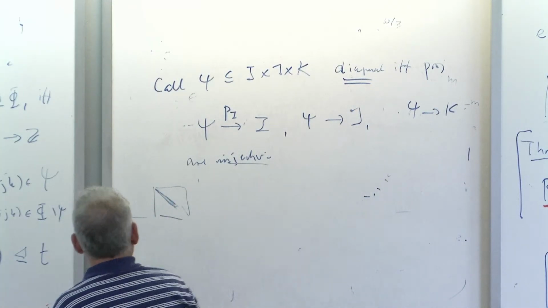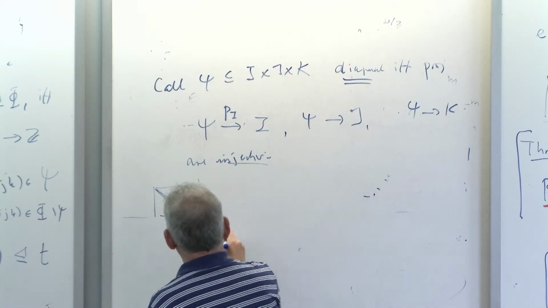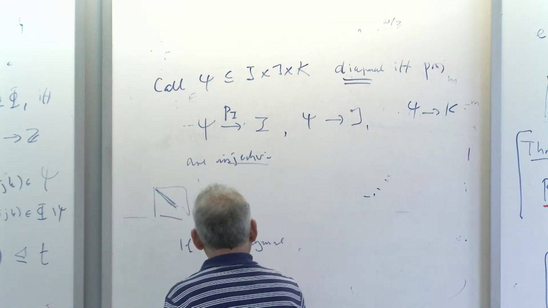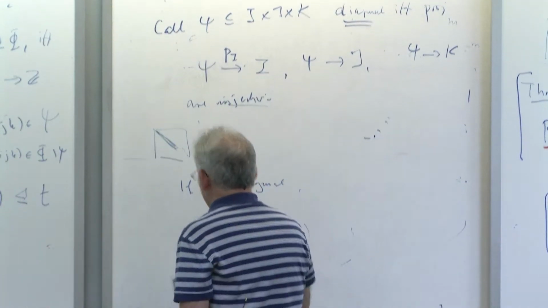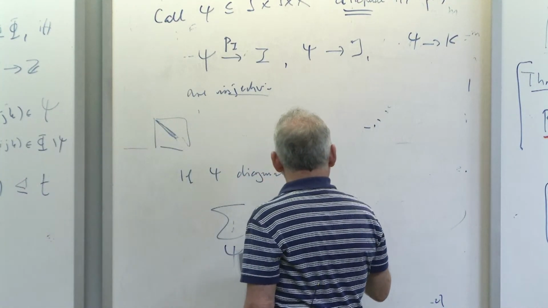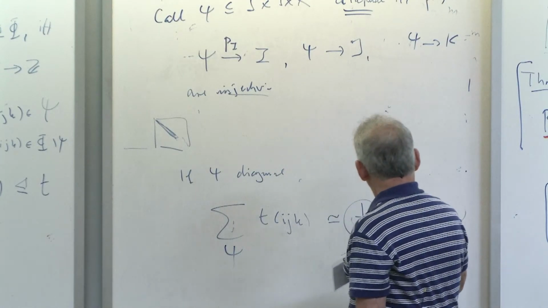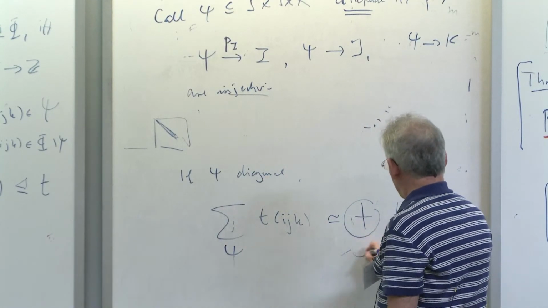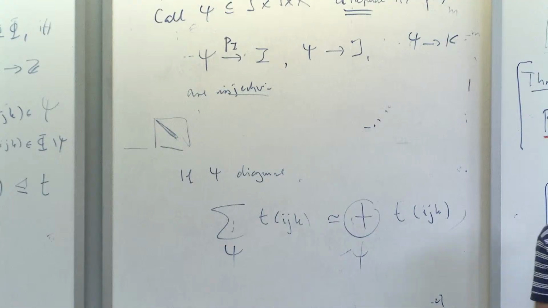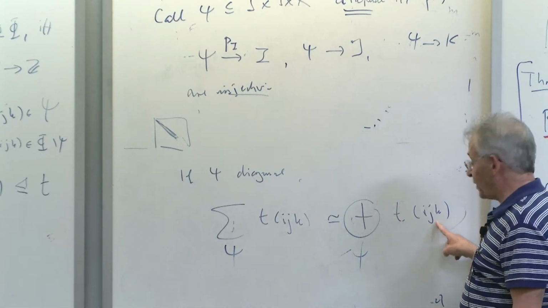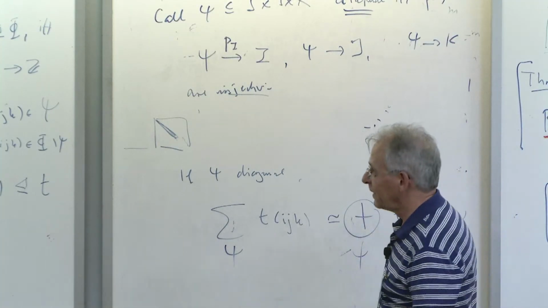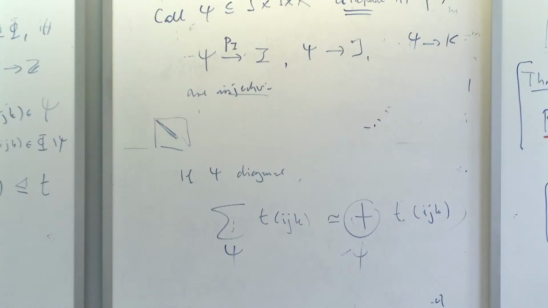Now one observation is this. If psi is a diagonal, then this sum over psi, which we get here, will become a direct sum. You see? And then we are in good shape. Then we can apply the Schönhage theorem if these T_ijk are all matrix multiplication tensors. So this is the strategy, somehow, to come up with such a setting here.